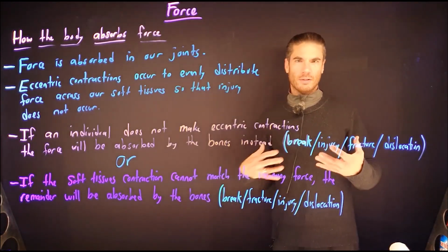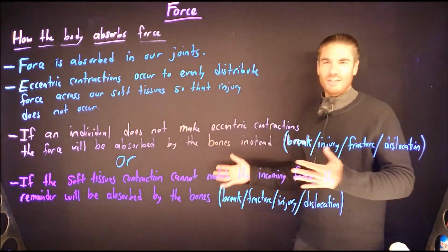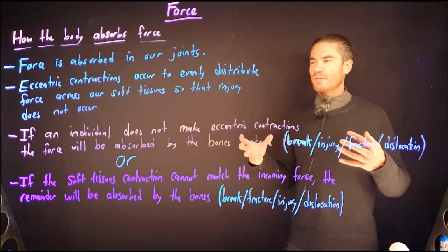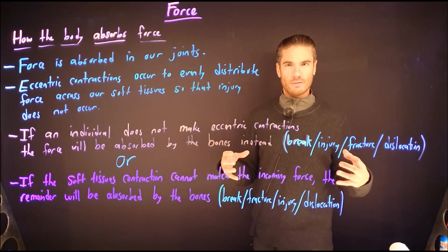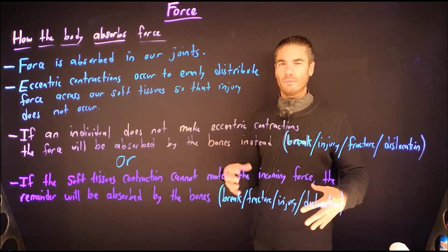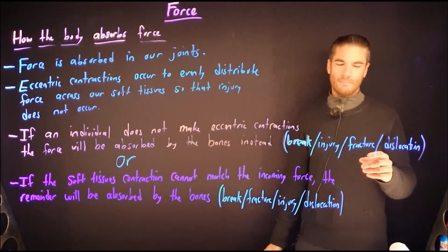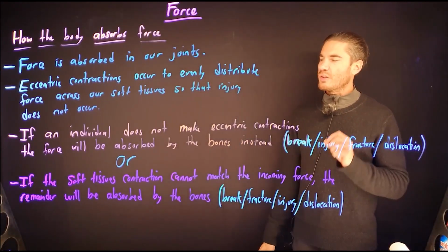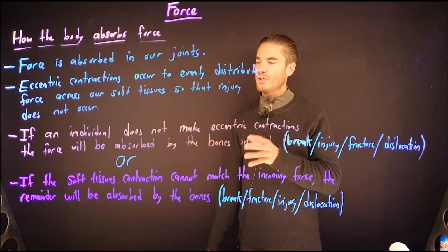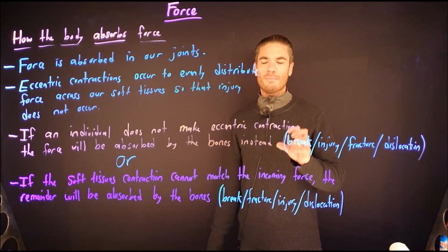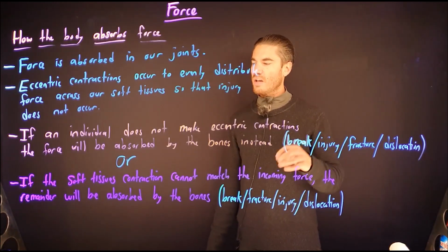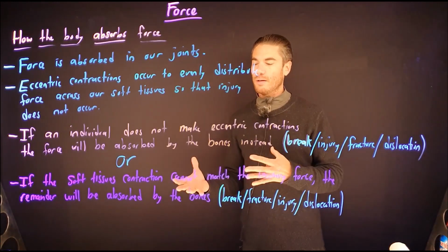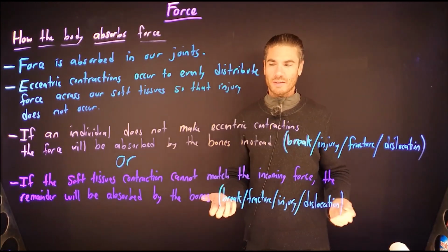That's also why, when you watch rugby league and people get tackled from the side, there's nothing there to absorb force, because the abductors and stuff don't bend that way, and therefore you get major dislocations. So that's bad. Alternatively, number 2, if the soft tissue contraction cannot match the incoming force, the remainder of the force left over will be absorbed by the bones, and then bad things once again happen.